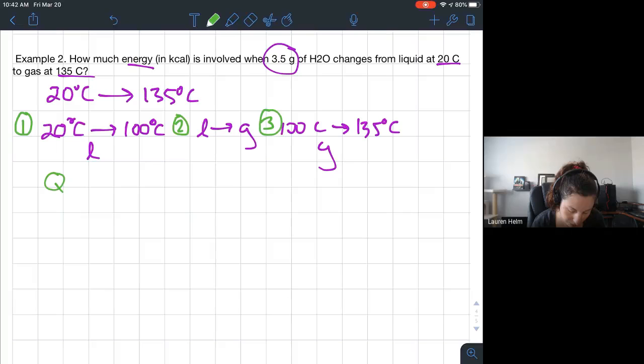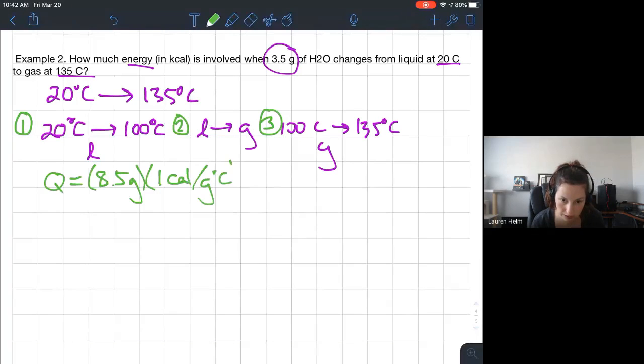The first Q is equal to the mass, 8.5 grams of water, times the specific heat where it's a liquid, which is 1 calorie per gram Celsius, times the change in temperature. 100 minus 20 is 80 degrees Celsius. And on our calculator, we get 680 calories with 2 sig figs. That's because grams cancel and degrees Celsius cancel.